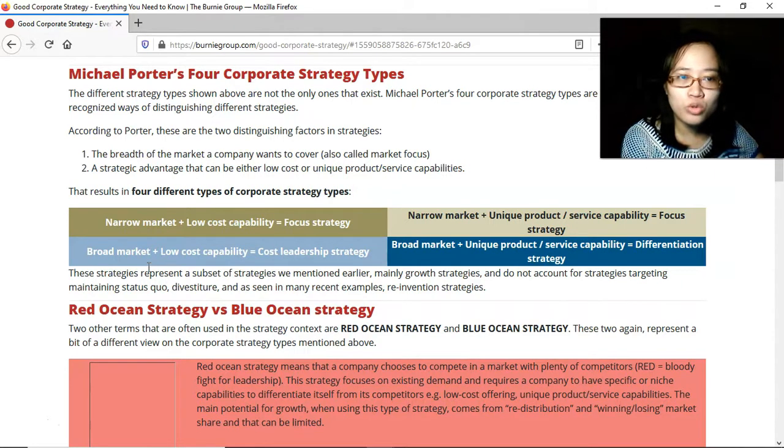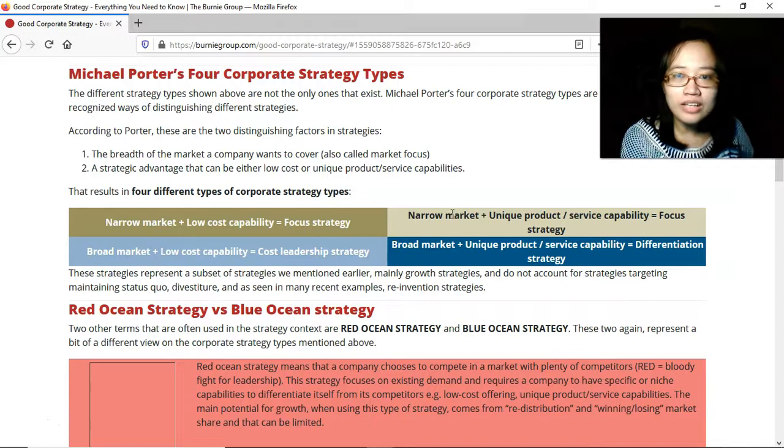And then you have your broad market, tapos low cost capability. Normally, these are for products na essential siguro, yung tipong halos lahat ng tao kailangan itong product na to, and then you're driving the cost down, right? So, para magkaroon ka ng cost leadership strategy.